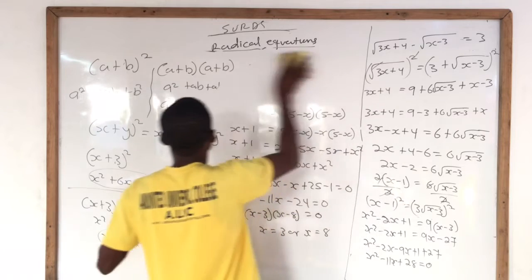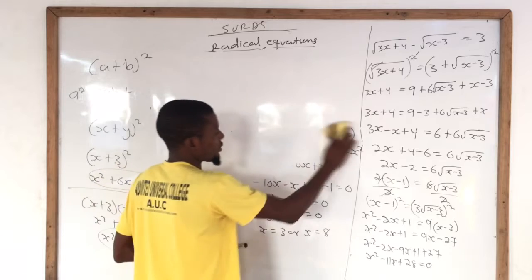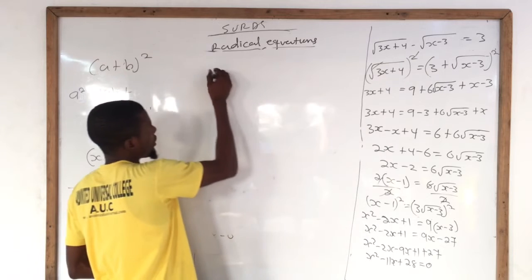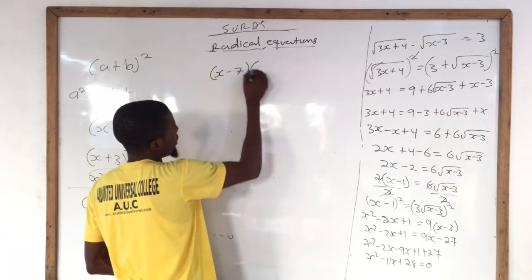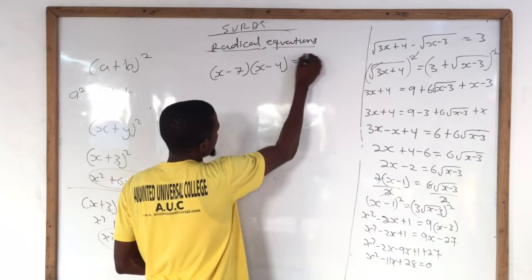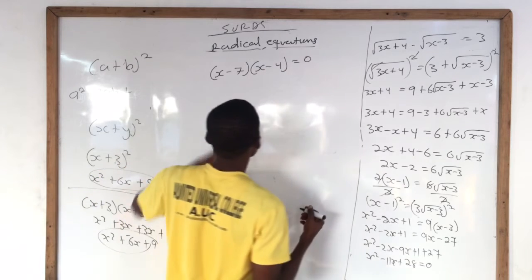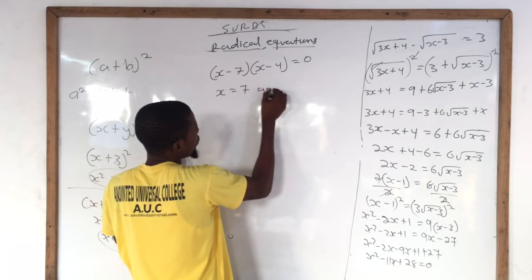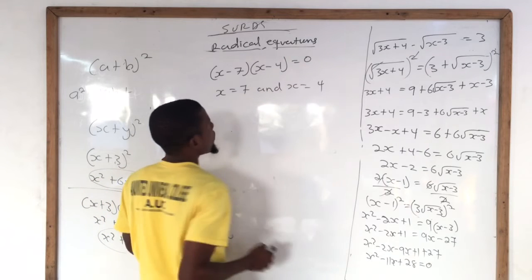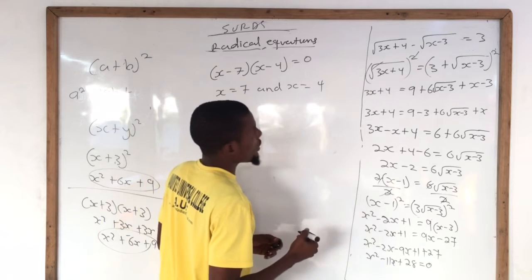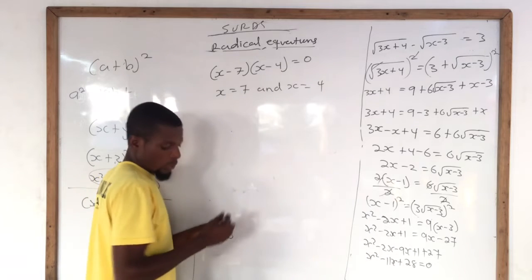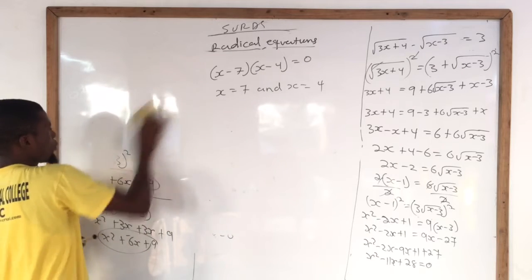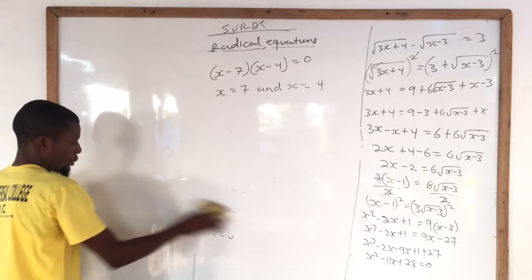Let me clean this side. So solving this one quadratic, x minus 7 and then x minus 4 equals 0. Okay, so 7 times 4 will give me 28, right? So which means x equals 7 and also x will give me what? 4. Are you okay? Alright, so let's solve one more example of this nature and then we'll come to a close on this episode.